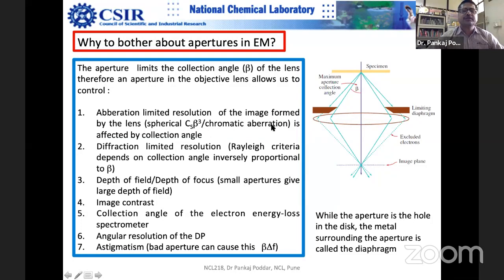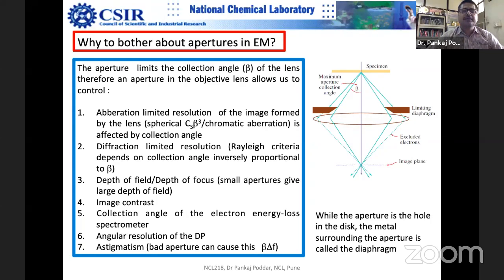Spherical aberration and chromatic aberration are strongly affected by the collection angle. When I say strongly, you can understand that beta is to the power 3. So any small increase in beta, if you increase the collection angle, the spherical aberration is going to increase. The Cs is basically the spherical aberration coefficient, which is for the objective lens.